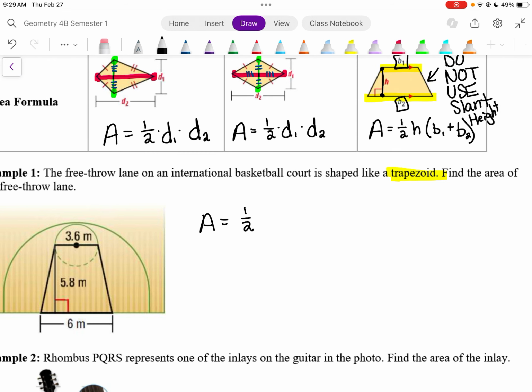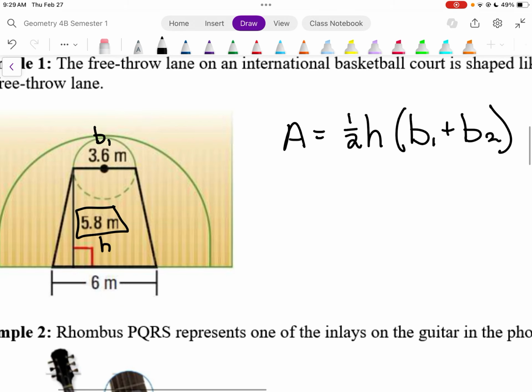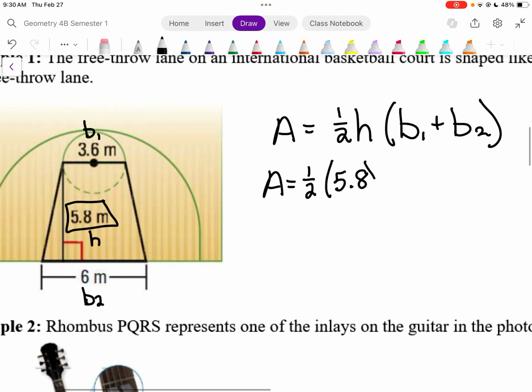So our area formula is 1/2 the height times base 1 plus base 2. And we'll plug in all of that information. The height they gave us is 5.8. Base 1, I'm going to use 3.6, and base 2, I'm going to use 6. So our area is going to be 1/2 times 5.8 times base 1, 3.6, plus base 2 of 6.